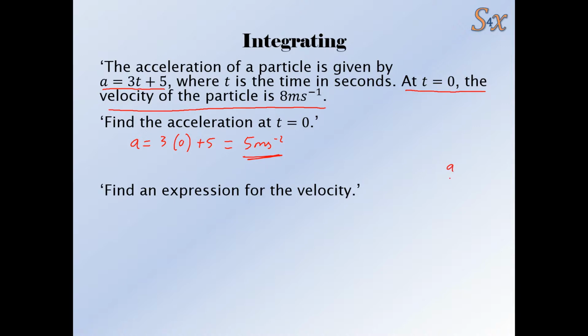Now find an expression for the velocity. Now remember, to go from acceleration to velocity, we need to integrate. That's because velocity is acceleration integrated with respect to t. So I need to integrate 3t plus 5 with respect to t. If I do that, I get 3t squared over 2 plus 5t, and don't forget an integration constant. We'll call it c for now. Now, how do we find this integration constant? This is the integration constant here. So this is just standard integration, just like we did in pure maths.